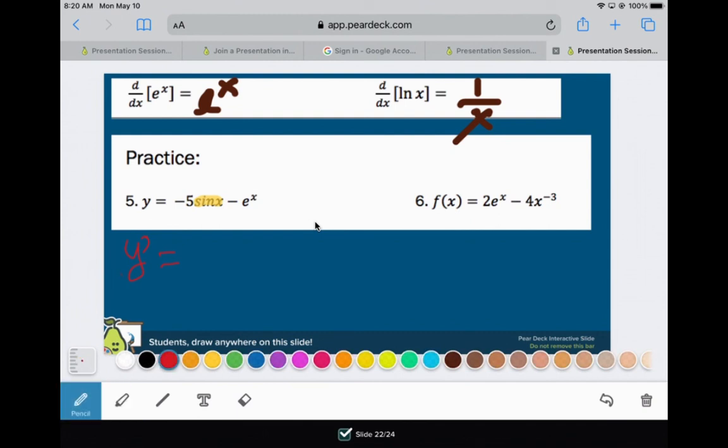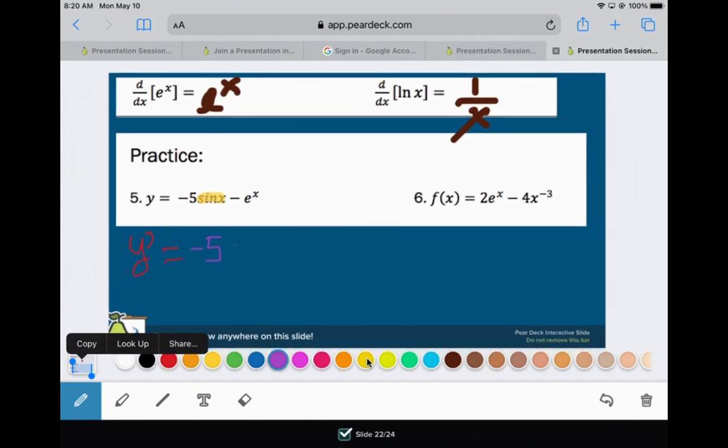So the negative 5, I would just keep the same, negative 5. But I'm going to take the derivative of sine. What is the derivative of sine, if you remember? This is something that you should know right away, so that's going to be a little bit faster for you. So what is the derivative of sine? Anyone remember? Cosine? So the derivative of sine is cosine. All right, let's put that in.